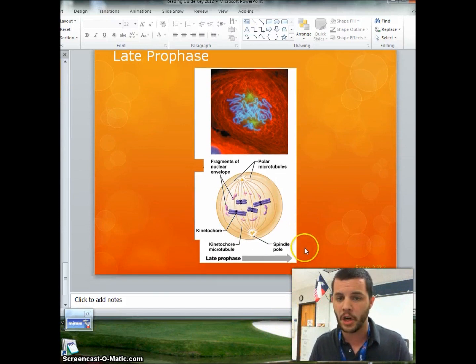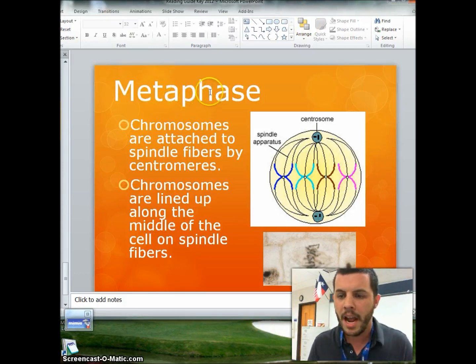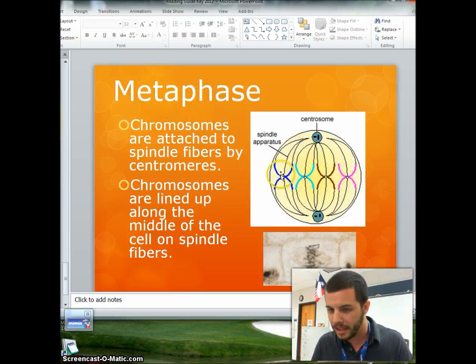Okay, after prophase, we make our way to metaphase. Now metaphase can be characterized by meta meaning middle. Okay, and what I mean by middle is that our chromosomes are going to line up in, you guessed it, the middle of the cell. Okay, look at them. They're in a nice little line. They're like they're getting ready to line dance or something like that. They're going to do the Cotton Eye Joe or whatever it is you kids are dancing to these days.